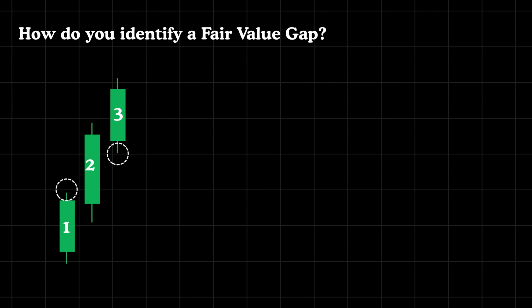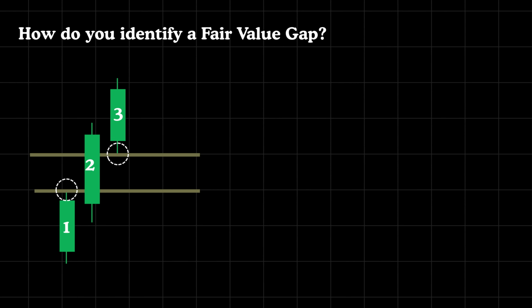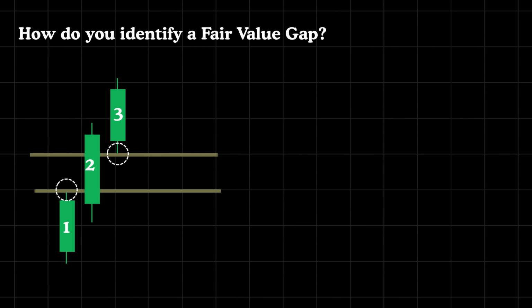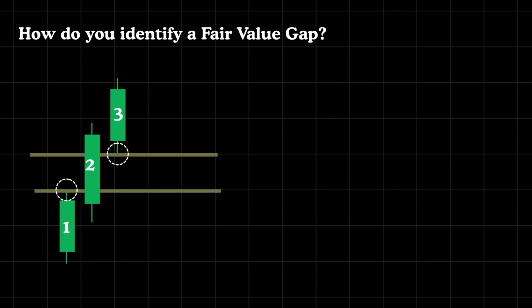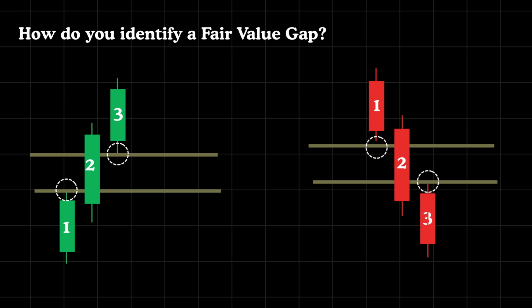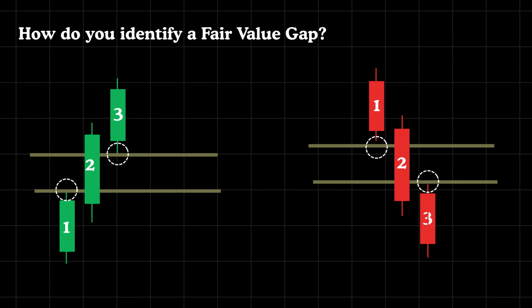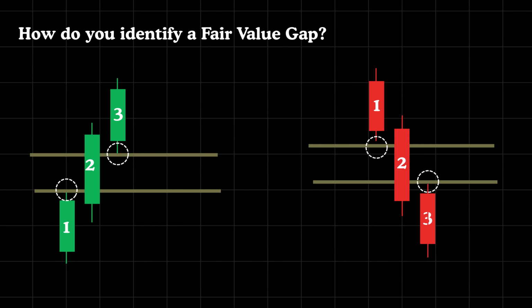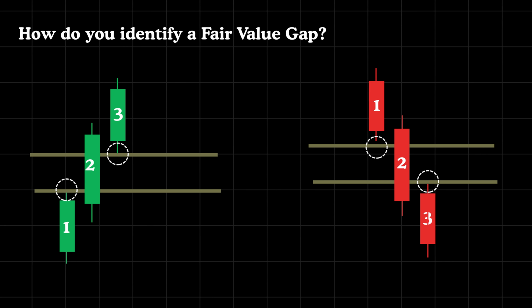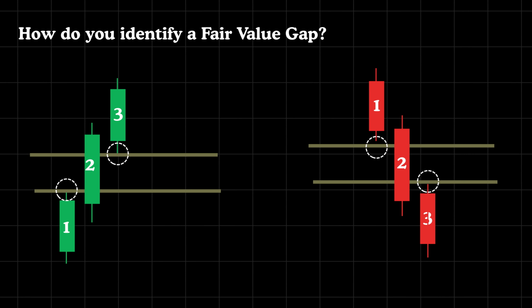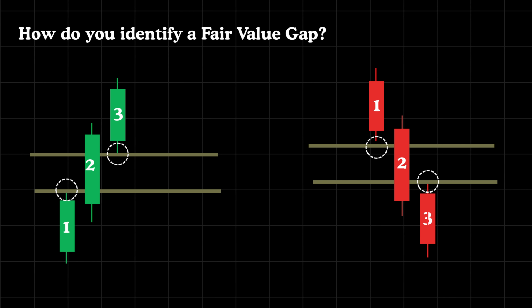Once you find it, mark a rectangle over that zone on your chart. That becomes your area of interest. This applies in both directions. In a bullish case, the gap forms as price surges upward. In a bearish case, the gap appears when price drops sharply. Just remember, if there's no gap between the first and third candles, it's not a valid fair value gap, no matter how large the middle candle is.